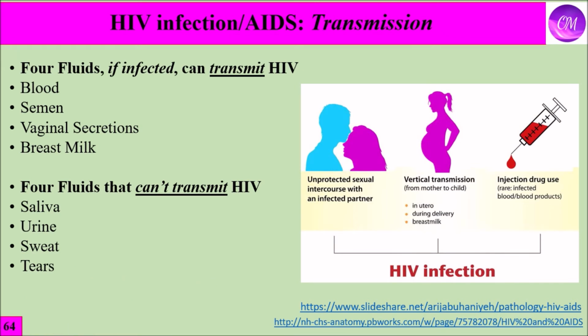The transmission of the HIV infection. Body fluids that, if infected, can transmit HIV are the blood, semen, vaginal secretions, and breast milk. Body fluids that cannot transmit HIV are saliva, urine, sweat, and tears.